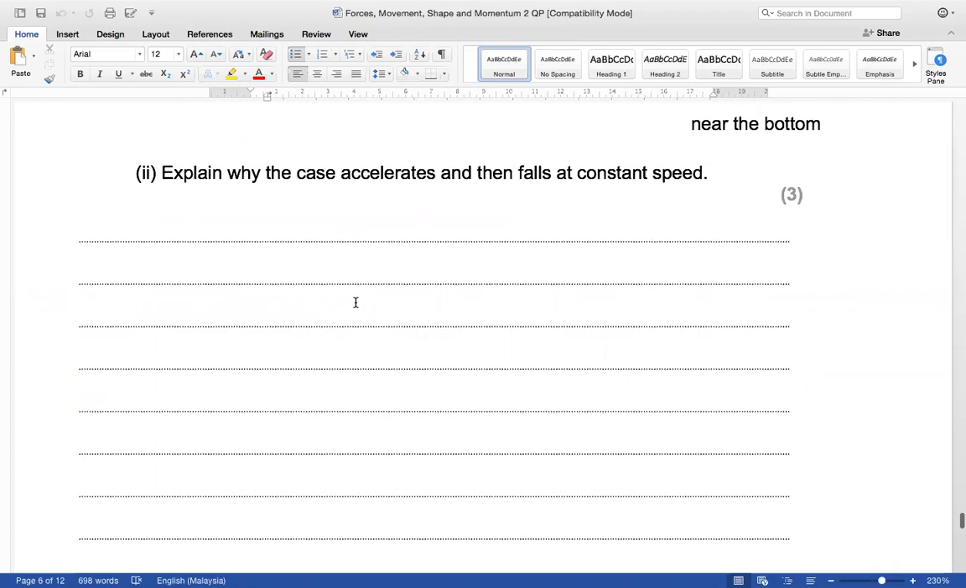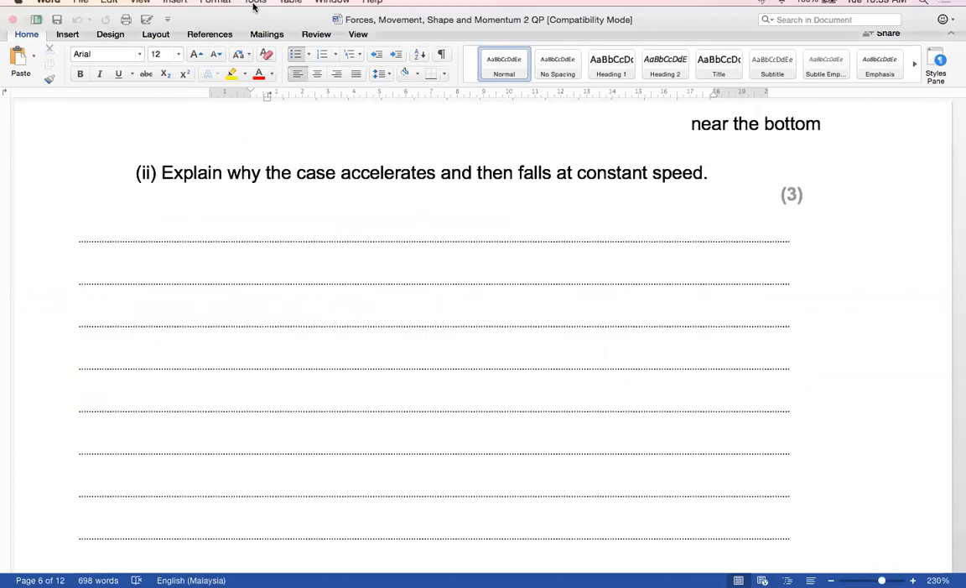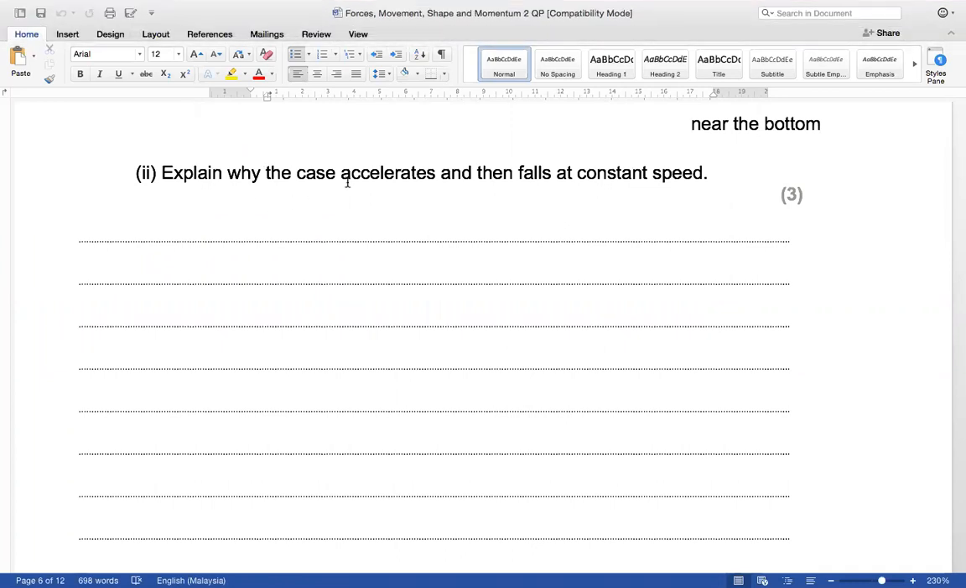But to write it out properly, we want to talk about number one, why. There are two parts to this question. Explain why the case accelerates and then falls at constant speed. You must talk about both, why it accelerates and then why suddenly it's constant speed. You have to cover both in order to get your full marks. This is how we answer questions. So we look at the first one.